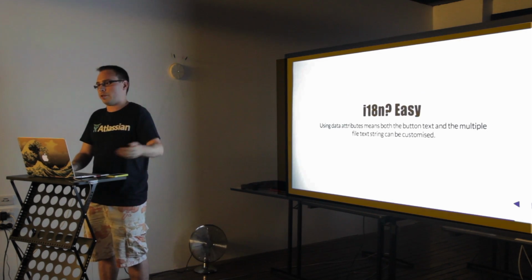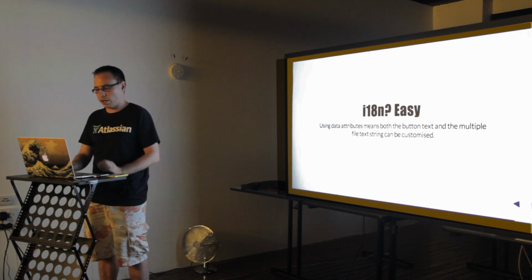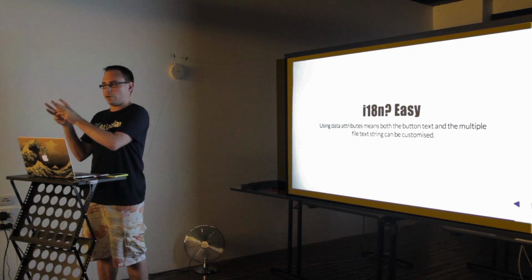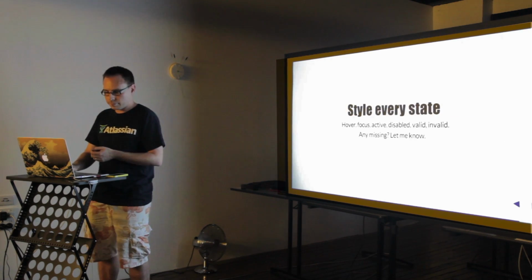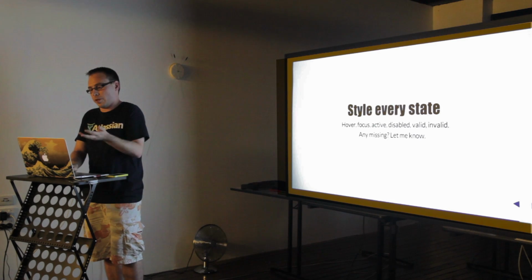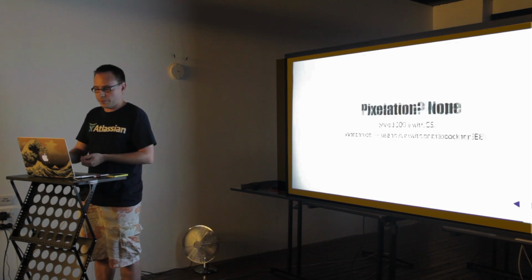For i18n, because it's all data attributes, you load that markup from your server and load the page, so i18n is taken care of. There's actually a string for the button text, and if you have multiple files, I'll show that later, it's quite easy. Every state is covered. If you can think of another state that it's missing, let me know. It's very trivial to add.